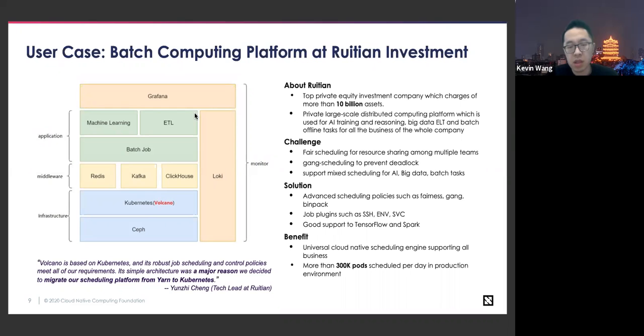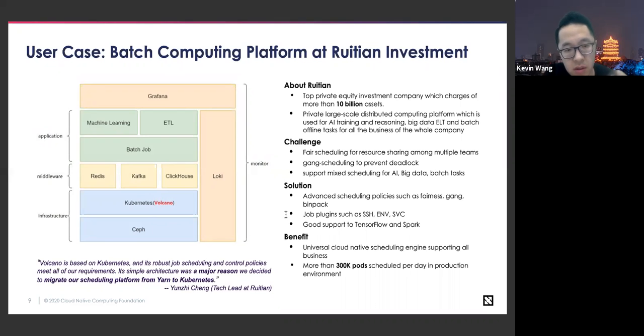So in their case also, they are benefiting from the Volcano job concept, especially for running MPI workloads. Volcano job provides internal plugins to simplify SSH from one pod to another, and also automatically injects the environment and some useful service information to simplify discovery and configuration parameter fetching inside the workload. And also, because Volcano provides deeper integration with TensorFlow and Spark, they can enable more advanced features.